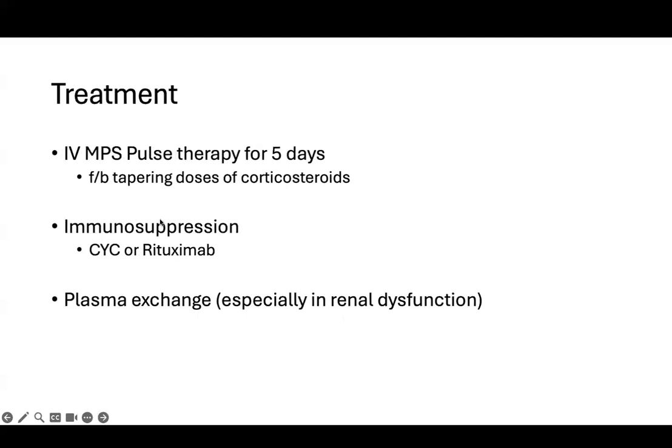So how you treat it, like I said, low dose steroid is not going to do anything. You're going to have IV MPS pulse therapy for 5 days followed by tapering steroids. You can up it with immunosuppression with cyclophosphamide or rituximab and plasma exchange, especially in renal dysfunction. So in this talk, we're not really going to talk too much about the treatment because, like I said, most treatment is going to be pulse steroids or steroids of some sort. It is important to look at the clinical features and how to identify these patients. That is where we're going to be focusing on, right?